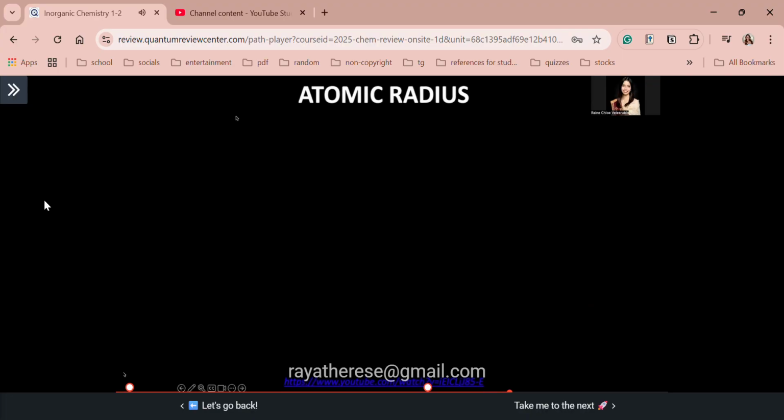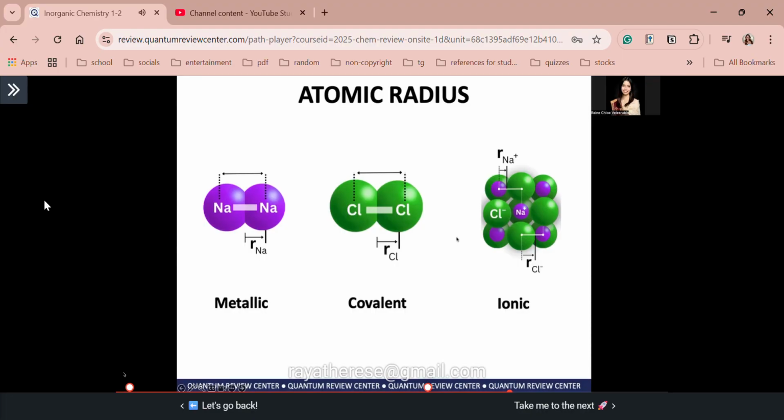Hey guys, I hope here na-learn ninyo ang concept behind atomic radius. Now, these are the 3 types of atomic radius, depending on the type of bonding. The metallic radius is half the distance between the nuclei of adjacent atoms in a metal lattice, for example, sodium metal, while covalent radius is half the distance between the nuclei in a molecule consisting of 2 identical atoms, such as chlorine. These are 2 nonmetals, right?